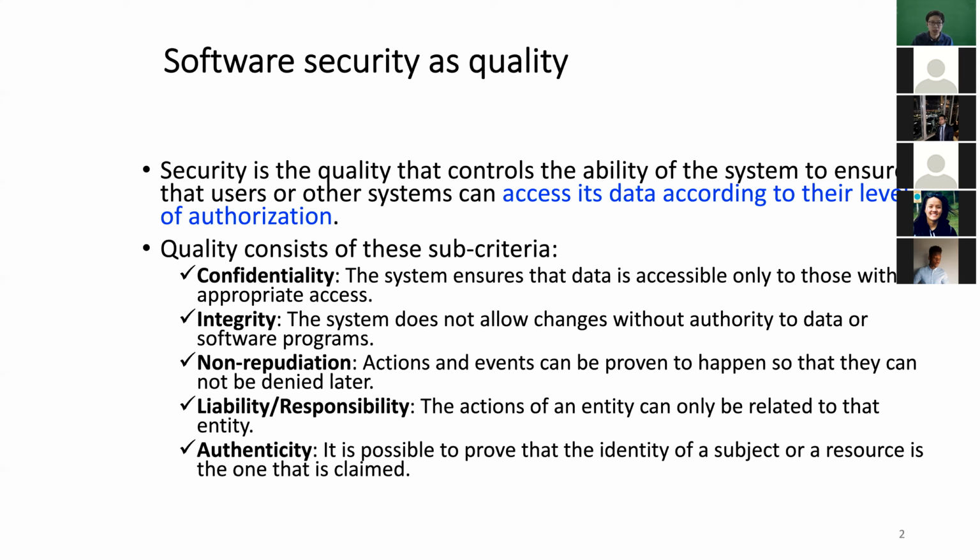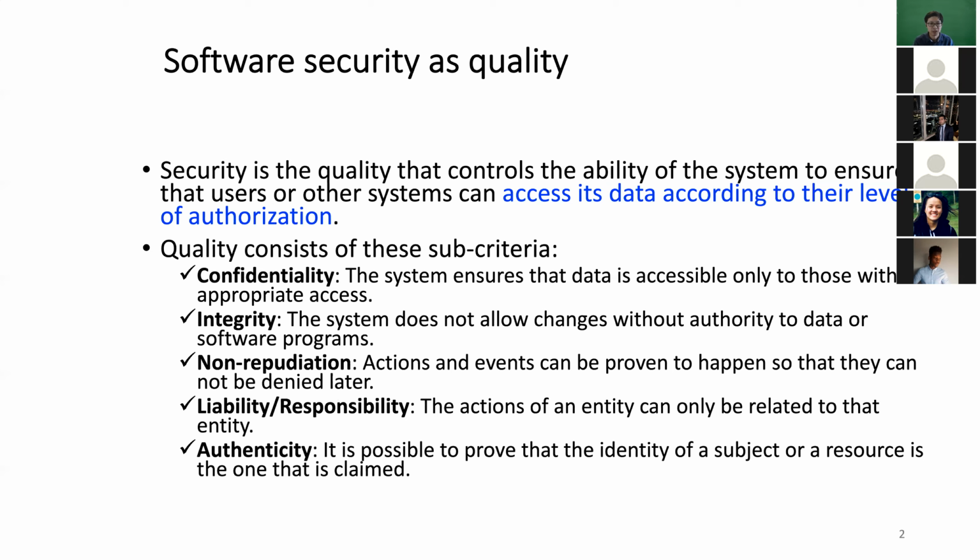The third one is non-repudiation. What does it mean? If actions or events can be proven to have happened, we cannot deny them. So if a user has a right to access the system and accessed it, we cannot deny it. That's non-repudiation.